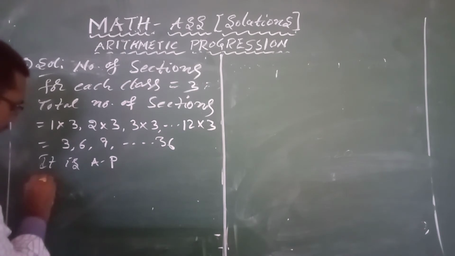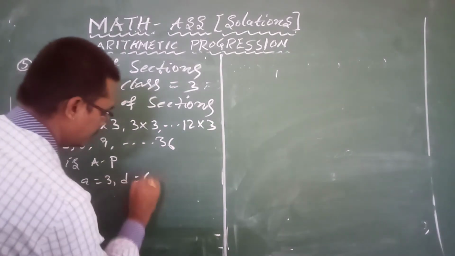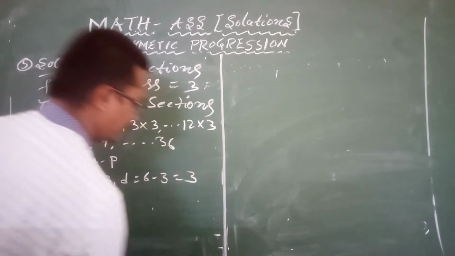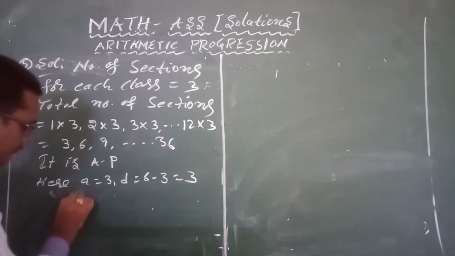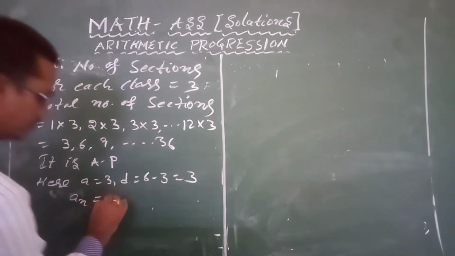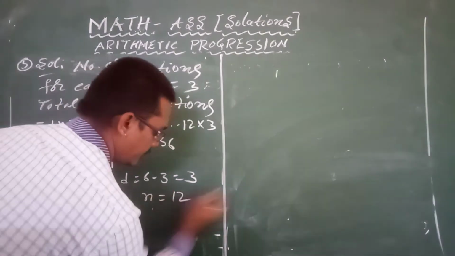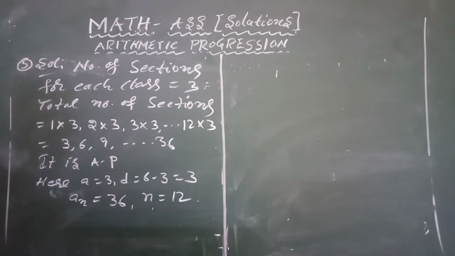So here, what is given? A is equal to 3, common difference D is equal to 6 minus 3, which is 3. The last term is represented by An, so An is equal to 36. And n is equal to how many classes there? The number of classes is 12.